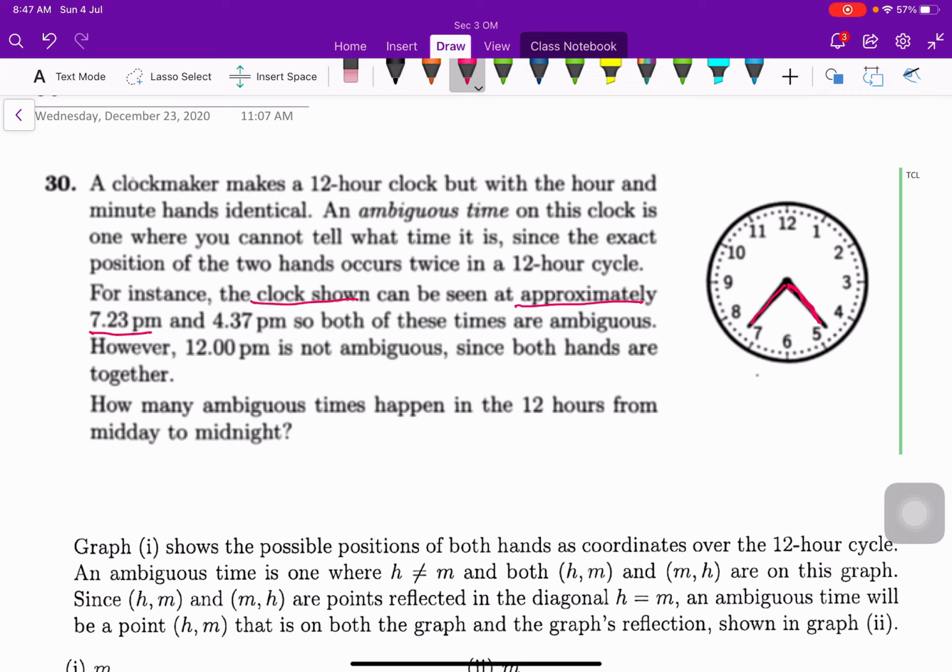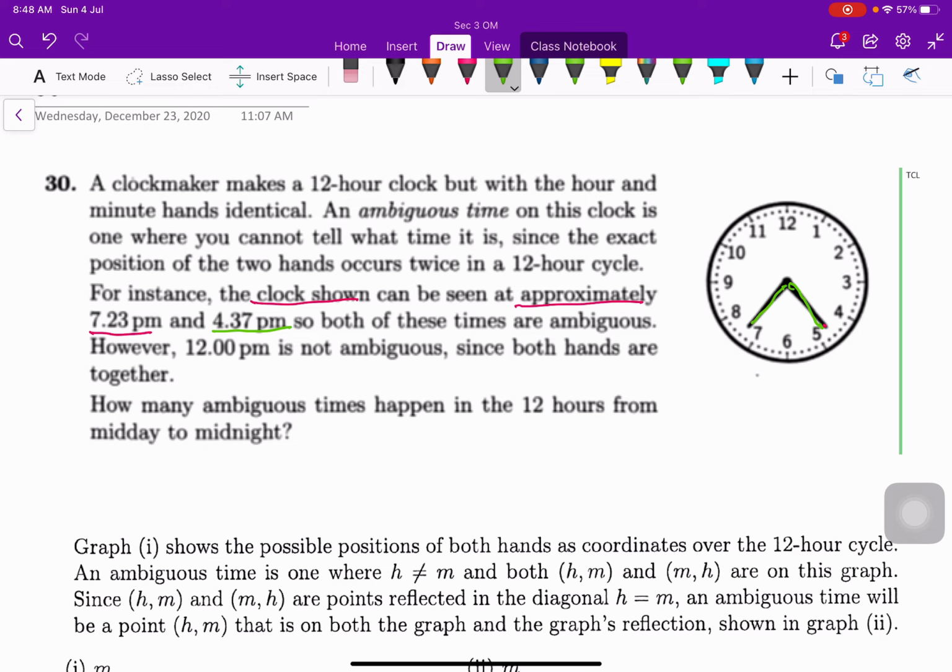7:23 p.m. That means if this is the hour hand and this is the minute hand, it will read 7:23 p.m., right? But on the other hand, if you read it this way, this is the hour hand and this is the minute hand, then this would be 4 o'clock and 37 p.m., right? Therefore both of these times are ambiguous.